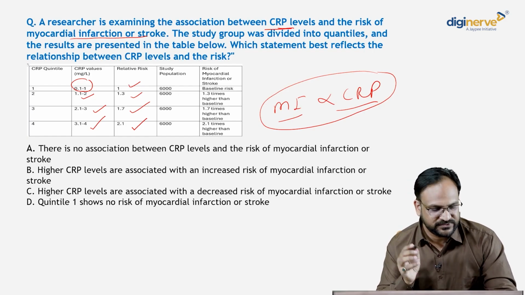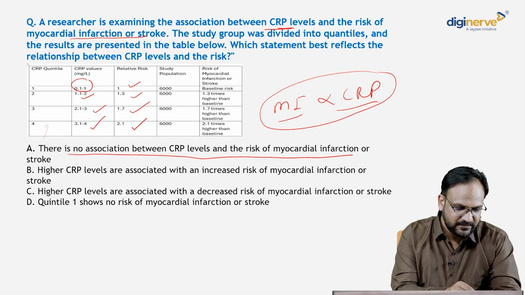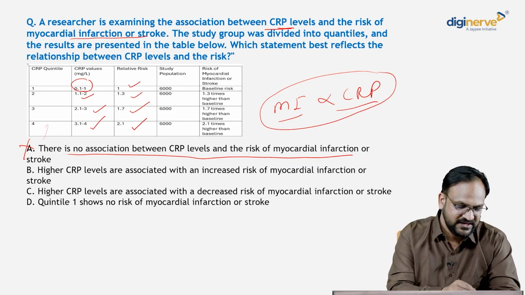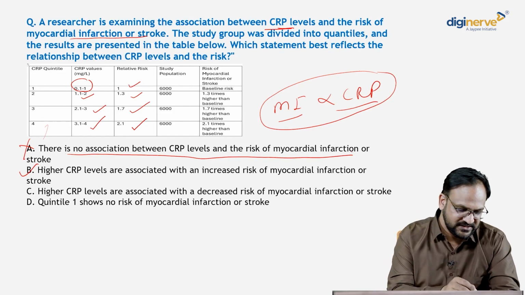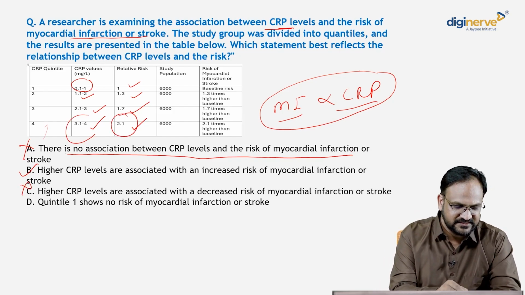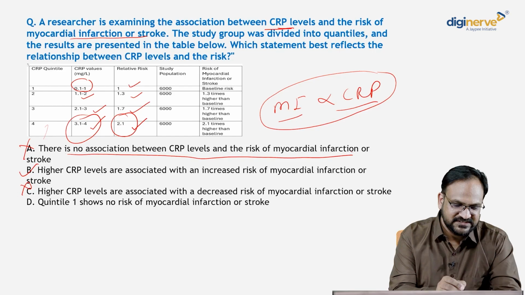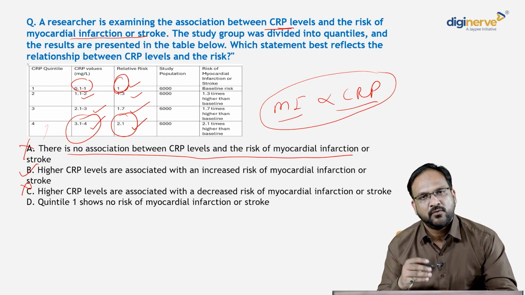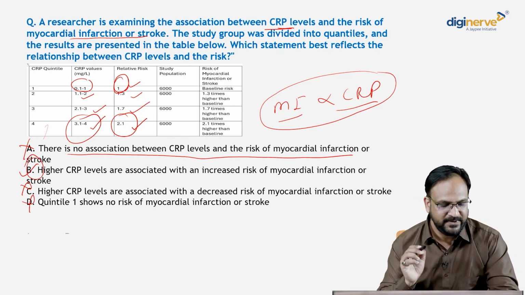Now we are looking at the options. There is no association between CRP level and risk of MI. This is a wrong statement. Then, higher CRP levels are associated with an increased risk of MI and stroke. This is the correct statement. Then, higher CRP levels are associated with decreased MI. No, this is again wrong. Higher CRP, higher the risk. Quantile 1 shows no risk of MI or stroke. No, quantile 1 is saying that there is a relative risk of 1. Risk of 1 means there are equal chances. So we cannot say the risk is no or yes. It is a neutral condition. So this is also a wrong option. So our answer will be B.